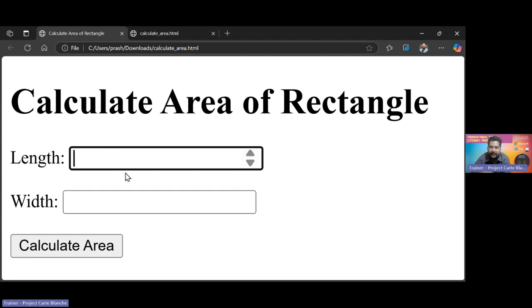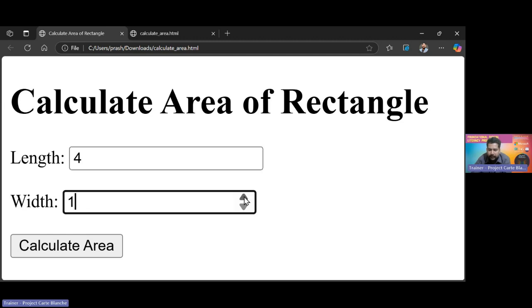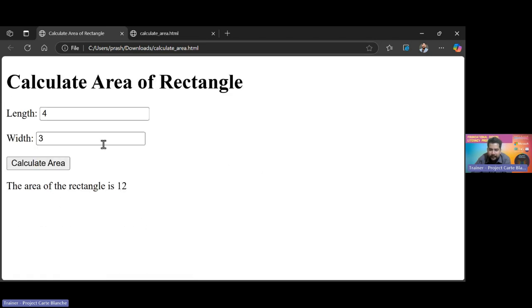If you all can see this one, it's a common page for everybody where it is asking you to calculate the area of a rectangle. So for example, if the length is 4 and the width is 3, we can click on calculate area and the result is coming on the screen. If somebody wanted to make it 6 into 3, the result is 18. I'm just trying to tell you how easily we can develop a solution for people.